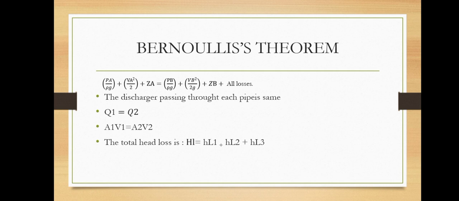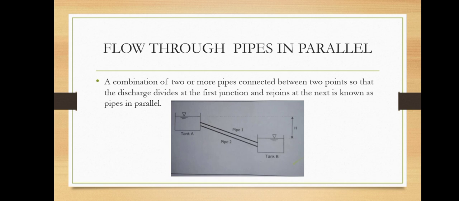Flow through pipes in parallel. A combination of two or more pipes connected between two points, so that the discharge divides at the first junction and rejoins at the next, is known as pipes in parallel. You can see the diagram at the bottom of the slide.